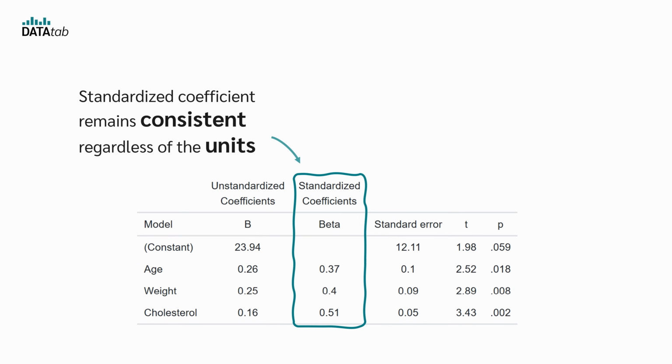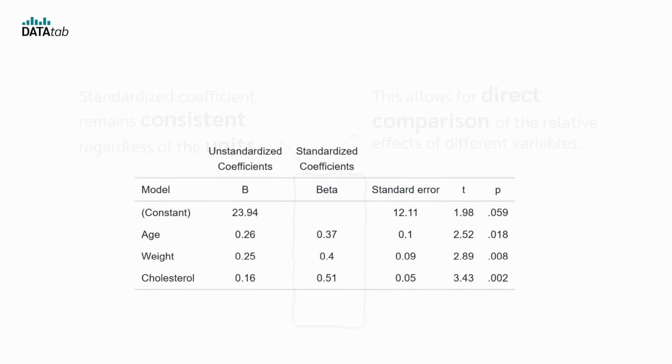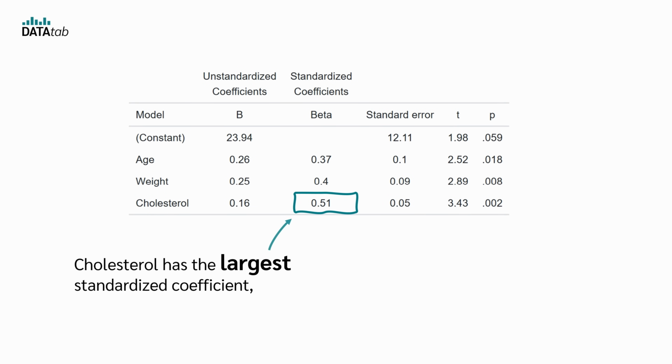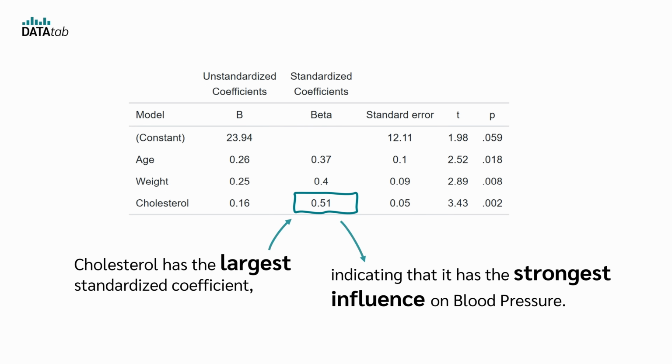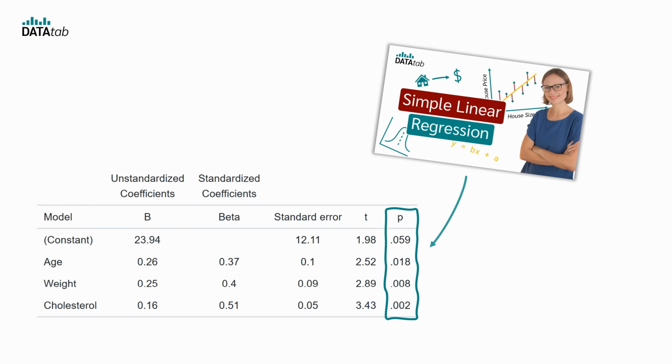In contrast, the standardized coefficient remains consistent regardless of the units. This allows for direct comparison of the relative effects of different variables. For example, we can see that cholesterol level has the largest standardized coefficient, indicating that it has the strongest influence on blood pressure. In our video about simple linear regression, we explained the p-value in detail.